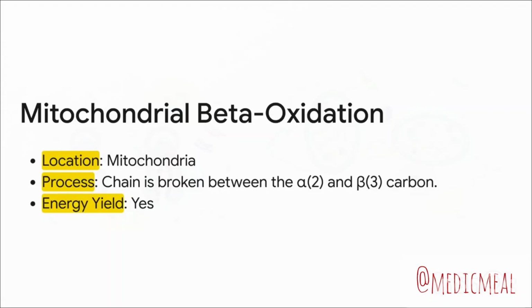Now, the details here are absolutely crucial. First, the location. This happens exclusively inside the mitochondria. Second, the process itself is incredibly precise. The fatty acid chain is always broken between the alpha-2 and the beta-3 carbons. This specific cleavage is exactly why this pathway is such a powerful energy-yielding process.